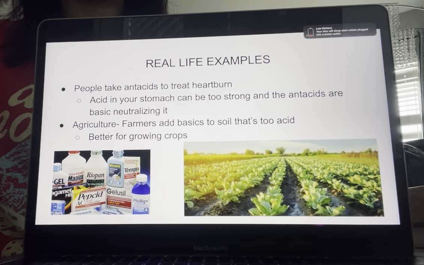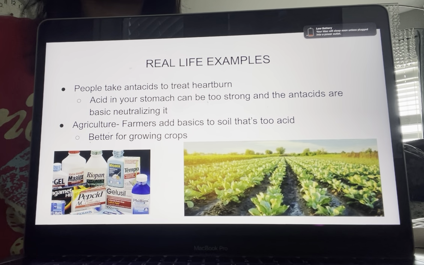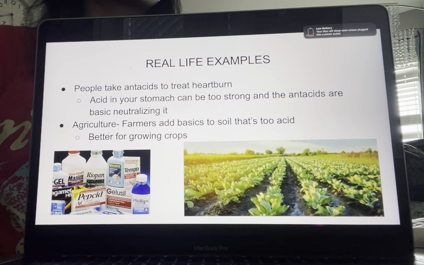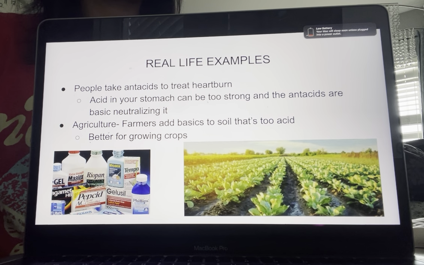And another example is agriculture. Farmers sometimes add basic substances to soil that is too acidic in order to make it better for growing crops.